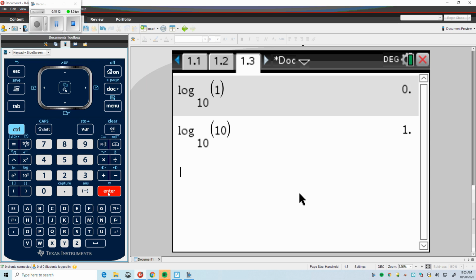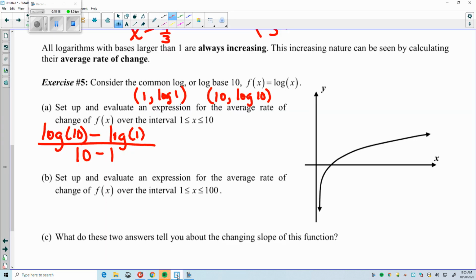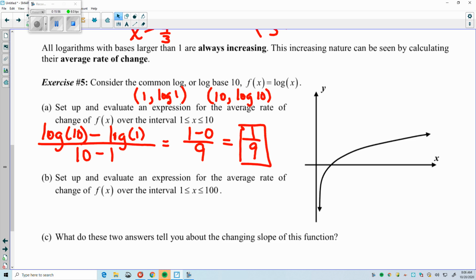Now, we could do this with exponential functions. We could do this with the calculator. And so now we have our values, and I have 1 minus 0, and 10 minus 1 is 9. So I get the value 1 over 9. That's our average rate of change.